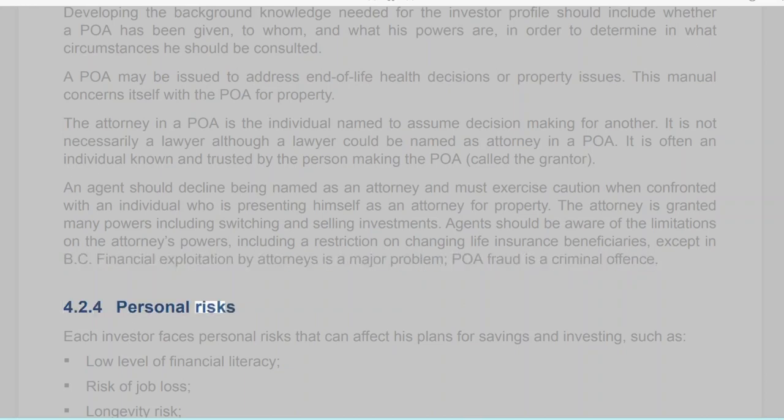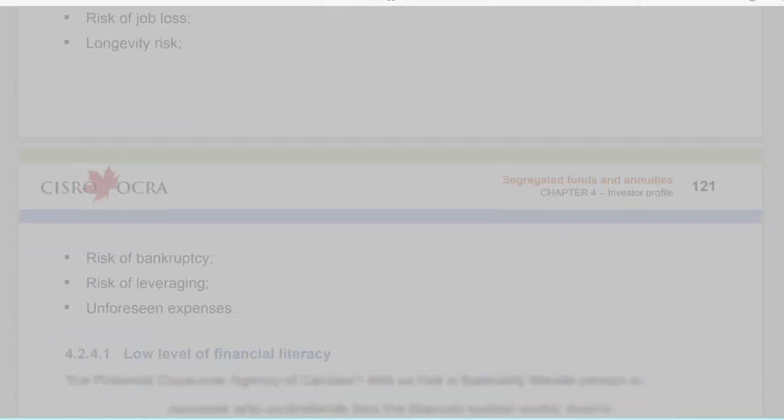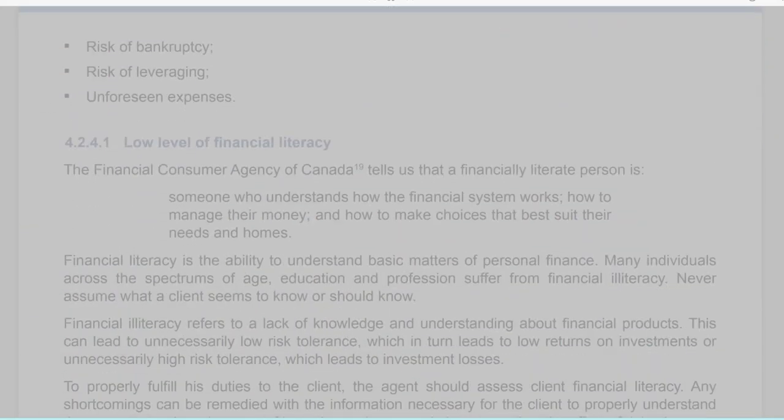4.2.4 Personal risks. Each investor faces personal risks that can affect his plans for savings and investing, such as low level of financial literacy, risk of job loss, longevity risk, risk of bankruptcy, risk of leveraging, and unforeseen expenses.